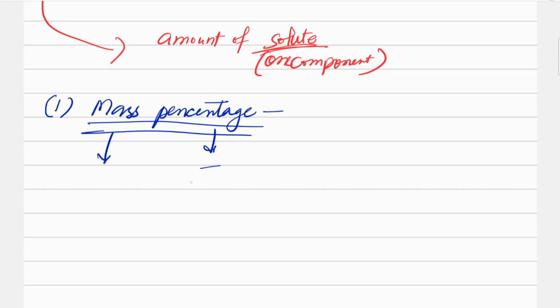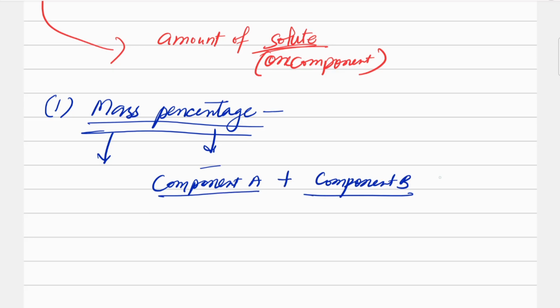Now if we are talking about the mass percentage of one component, suppose there are two components, component A and component B. Component A and component B are mixed together to form a solution.